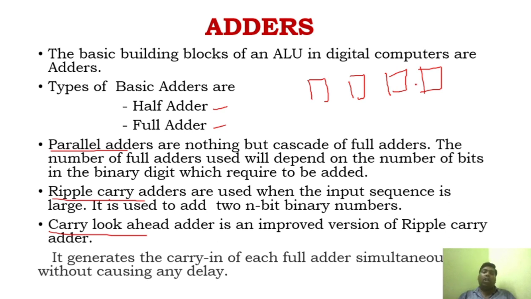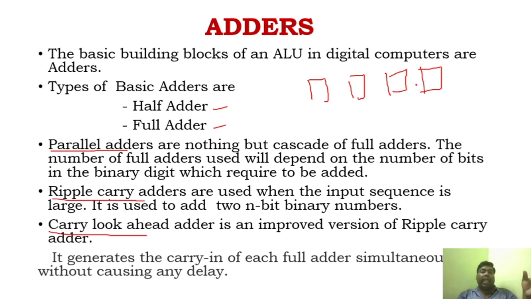Then there is the ripple carry adder. With a ripple carry adder, you can add n-bit numbers. It is called a ripple carry adder because the carry ripples throughout the adder, from LSB to MSB.